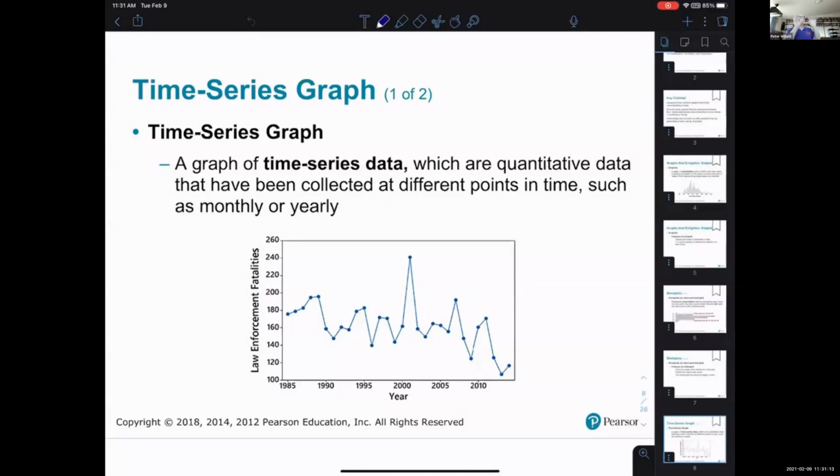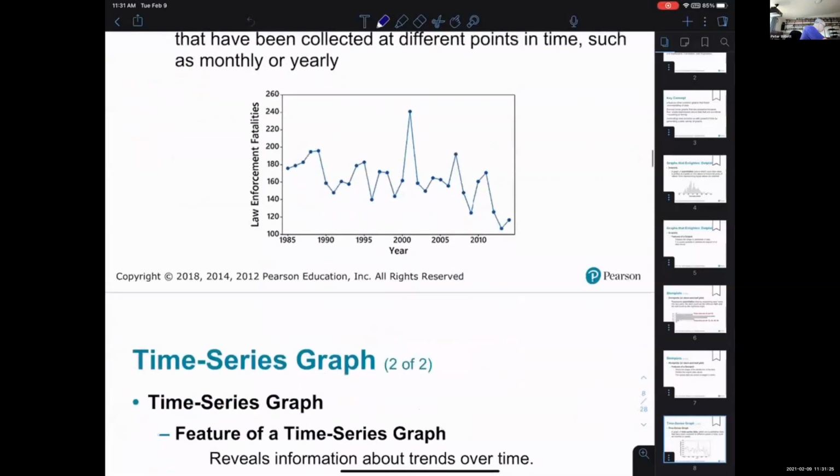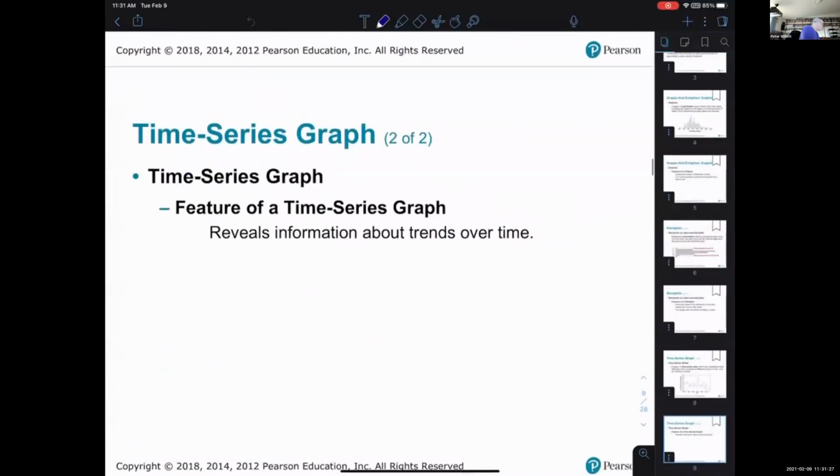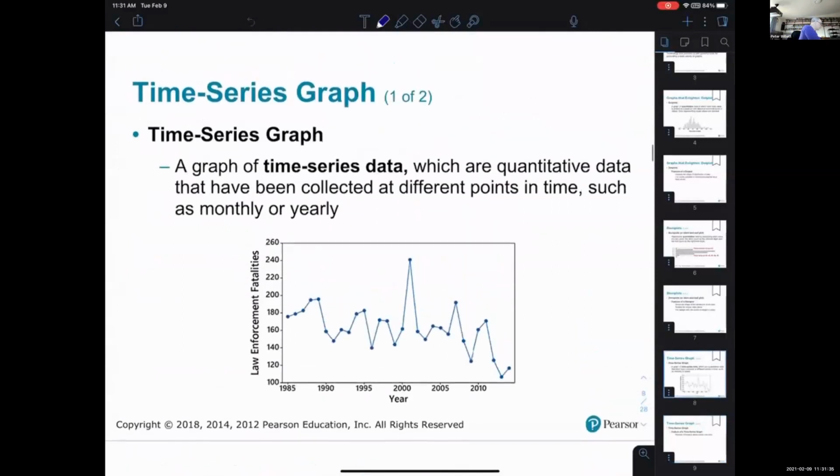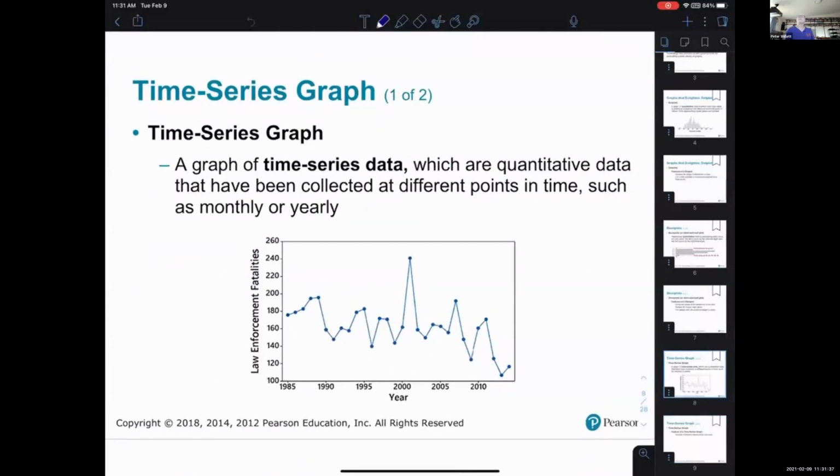But the big thing to be clear about using a time series graph is it only works for a very particular kind of data. And we don't want to get it confused with other graphs that have no such requirement. So let's go ahead and look at the next slide to see what they have to say about it. Features reveals information about trends over time. So questions, comments, discussions about a time series graph?